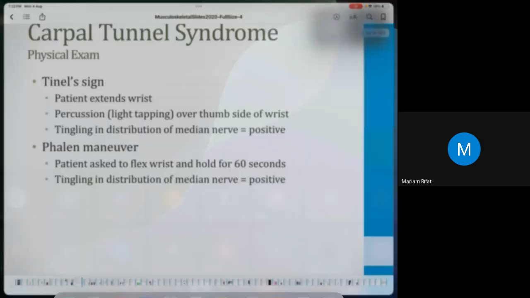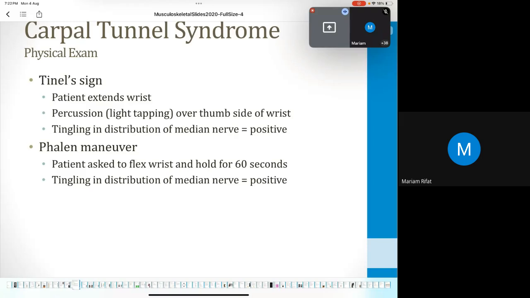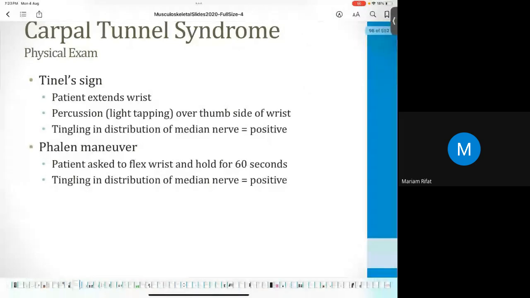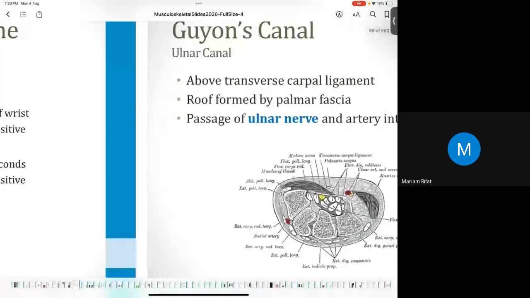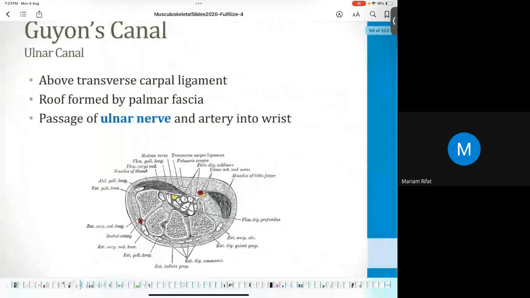Hello. Okay. So the Phelan maneuver, that's very simple. You're going to tell an individual to flex his wrist for 60 seconds, and he's going to have a tingling sensation in the distribution of median nerve, which is going to confirm that he has carpal tunnel syndrome, right? The other thing which you should just keep in mind is you have Guyon canal.